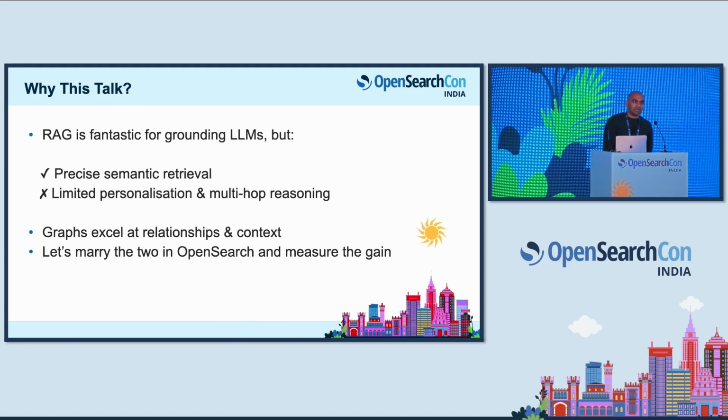If you think about graphs in particular, they're more about relationships, how different nodes connect to other nodes, and what the relationship context is between these two nodes. In today's session, we'll see how we can use a vector database like OpenSearch along with a graph store in the context of a RAG application.